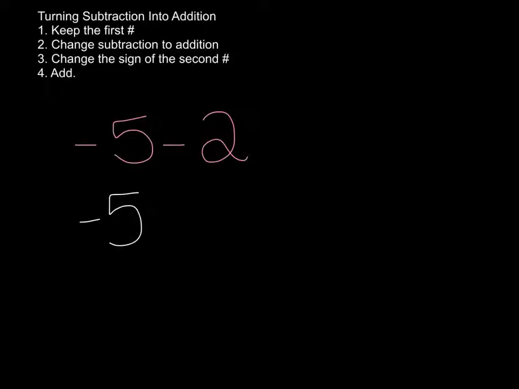Then we change subtraction to addition. So the minus here, we're subtracting 2, becomes plus. And then, really important here, guys, we have to change the sign of the second number. Right up here, change the sign of the second number. So 2, we have to now change the sign. So that becomes a negative 2. Or we're using the opposite of 2, which is negative 2.